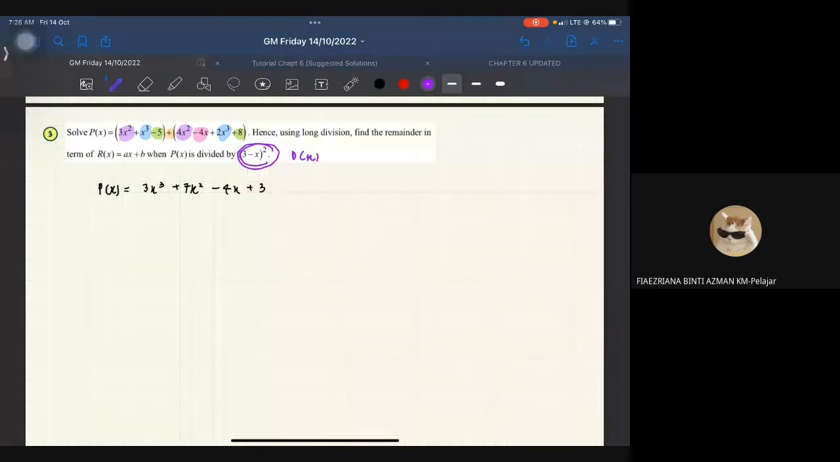Okay, so minus x square. Okay, so apa yang saya nak buat sekarang? Copy je this one sebab saya nak buat long division. Copy and then I paste it here.